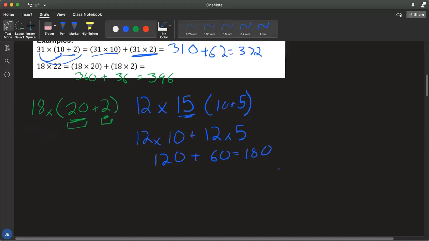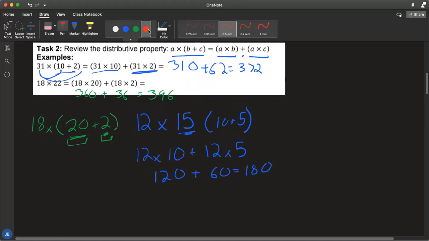Okay. What if I gave you this one? Let's try a little bit harder. What if I have 5 times, we'll say, 107. Who wants to try this one? Go ahead, Alina. We could do 5 times 100. Okay. And then plus 5 times 0.